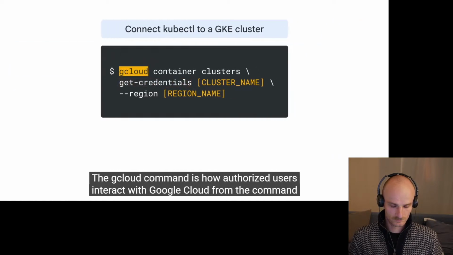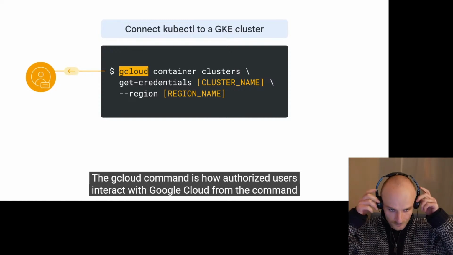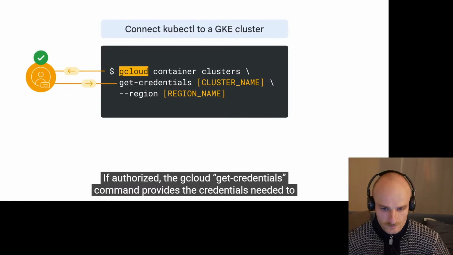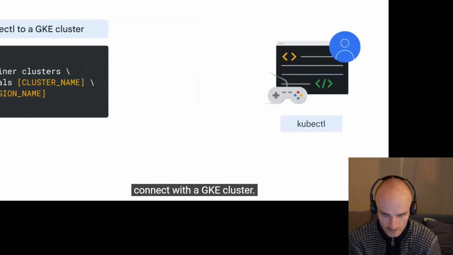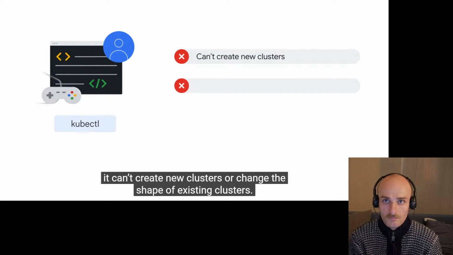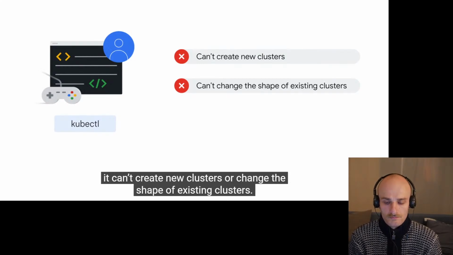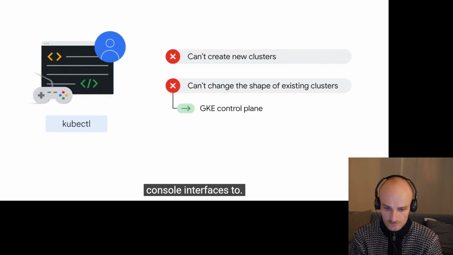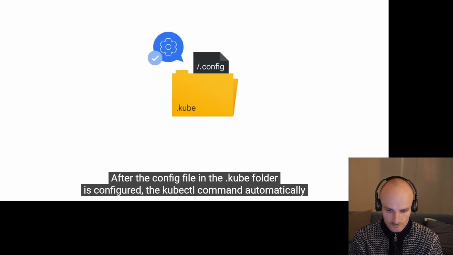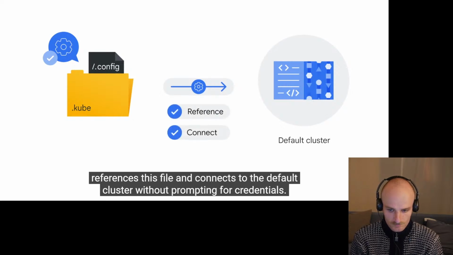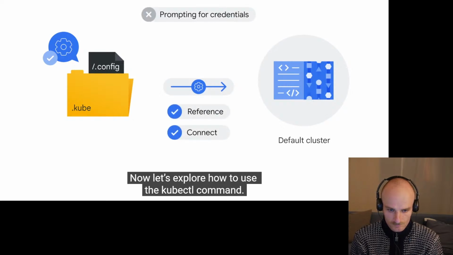The gcloud command is how authorized users interact with Google Cloud from the command line. If authorized, the gcloud get-credentials command provides the credentials needed to connect to the GKE cluster. Although kubectl is a tool for administering the internal state of an existing cluster, it can't create new clusters or change the shape of existing clusters. That's done through the GKE control plane, which the gcloud command and the Google Cloud Console interface to. After the config file in the .kube folder is configured, the kubectl command automatically references this file and connects to the default cluster without prompting for credentials.